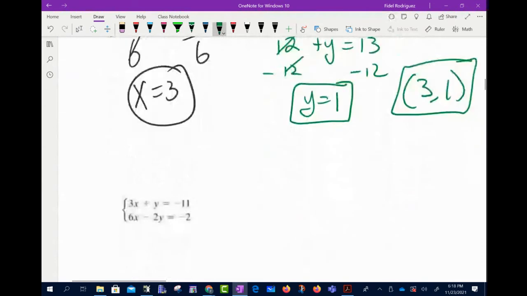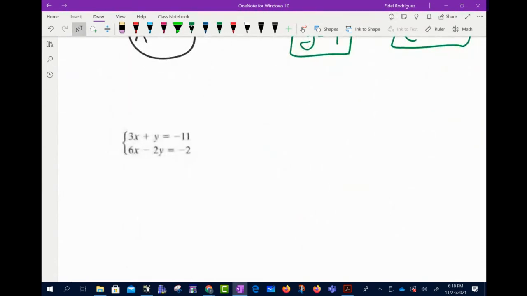All right. So look, I'm going to do the same thing here. Remember what the objective is. I want to get the same number in front of the x, or the same number in front of the y, but I want them to have opposite signs.